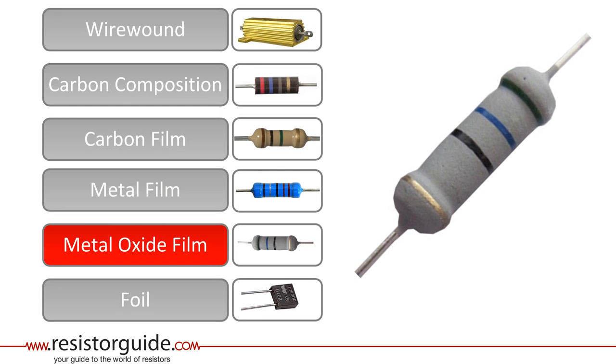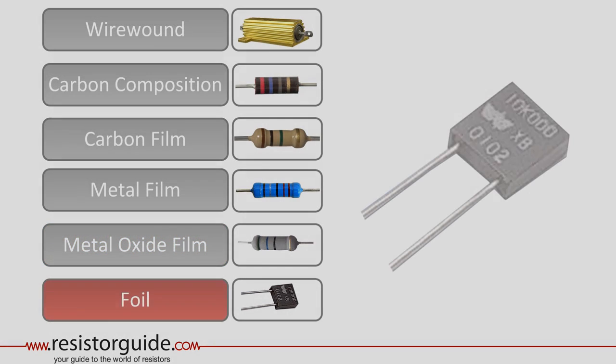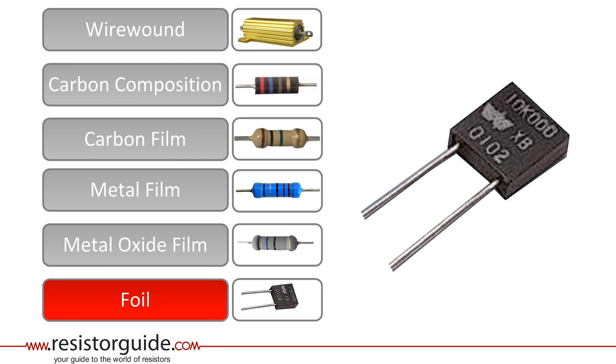Metal oxide film resistors are even more durable and have a higher temperature resistance and reliability than the metal film resistors. Foil resistors have a resistive element of a thin metallic foil of several micrometers thick. They have the highest available precision and stability today.